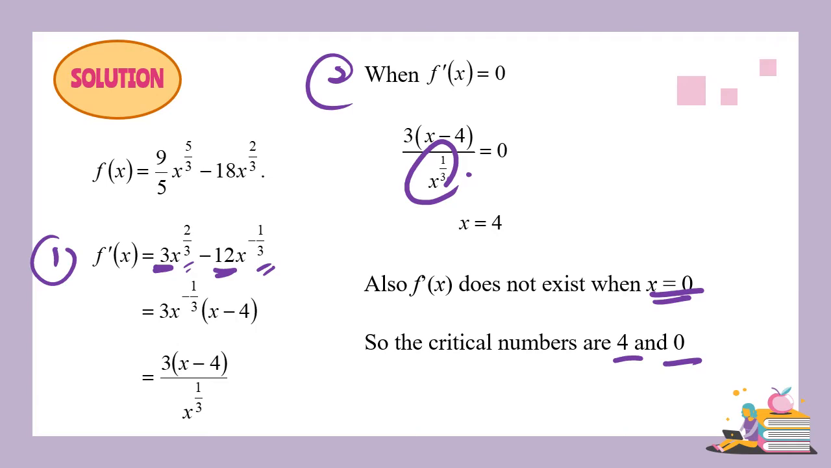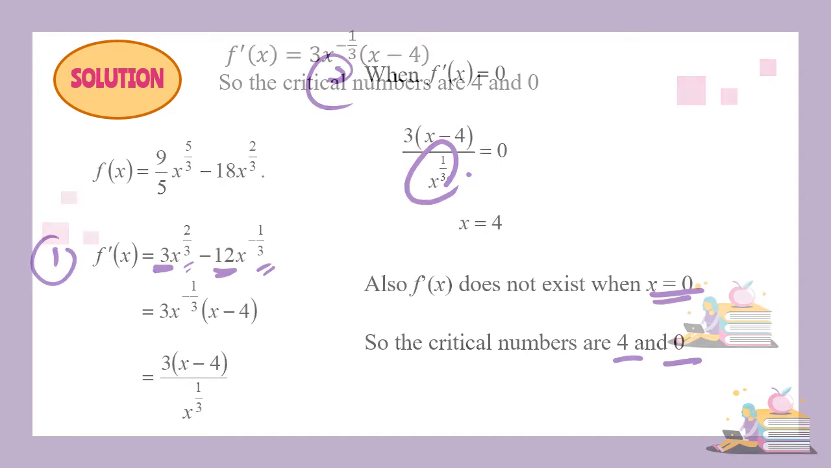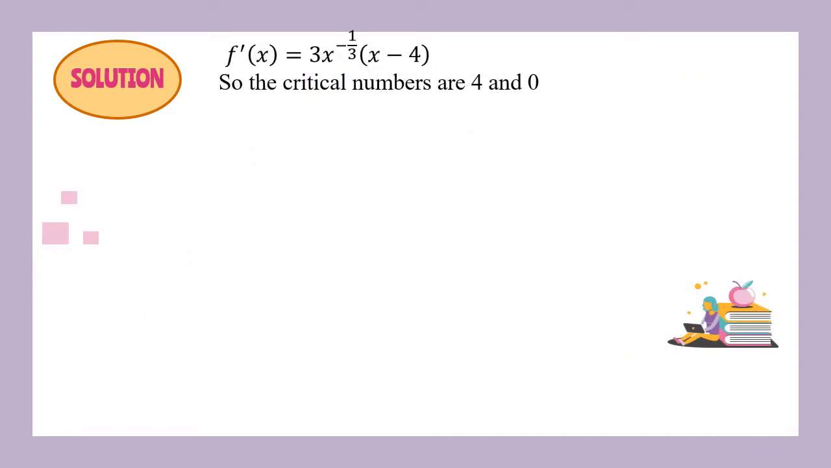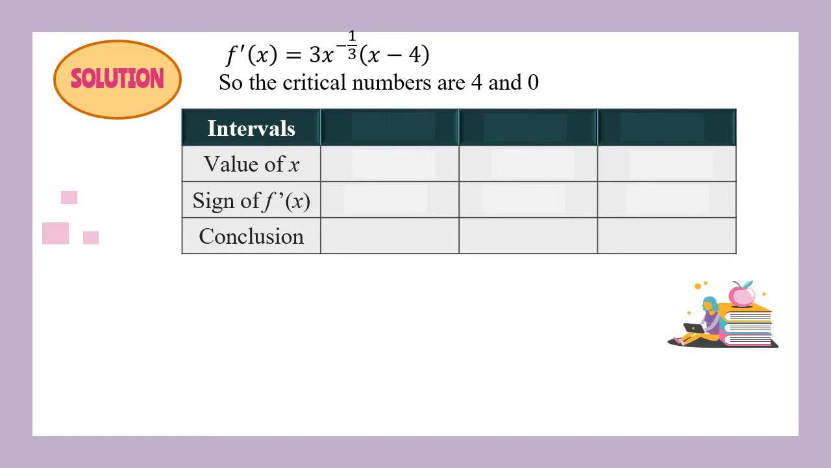What do we need to do? The second question asks you to find the extremum, right? So let's do that. The next part of the question is to determine the relative extremum of the critical numbers. What we need to do, we can use a table to show it. So what are the intervals we can have?